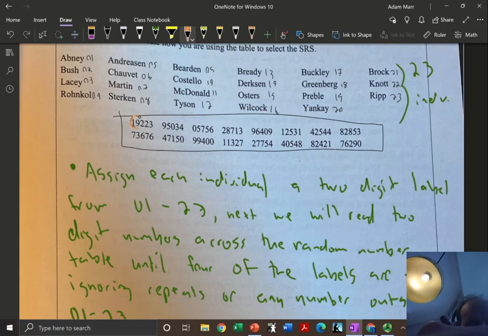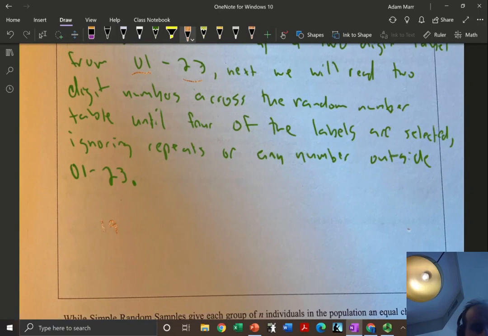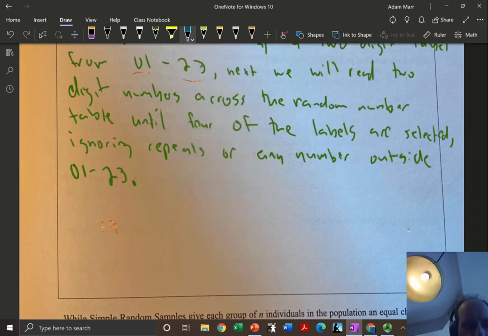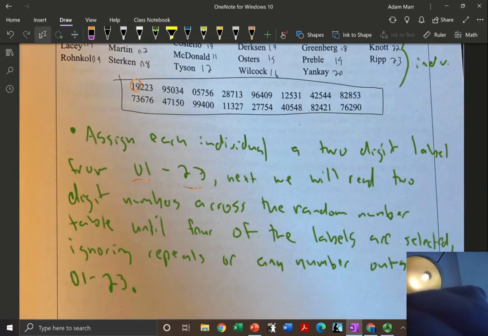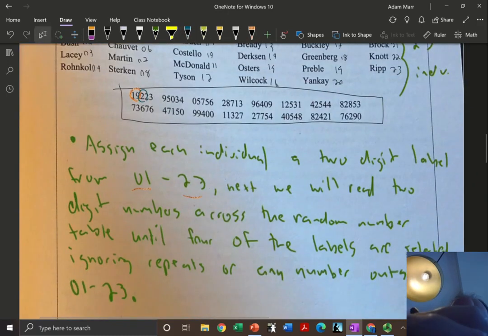First, we have 19. Now, is 19 from 1 to 23? Yes, it is. So we're going to go ahead and select 19. Let me use a different color here. It's just not really working. Let's try this one. Okay, so we're going to select 19. Next, 22. Is that good? Yes, actually it is. Usually you have to throw a lot more out, but 22 actually worked right here.